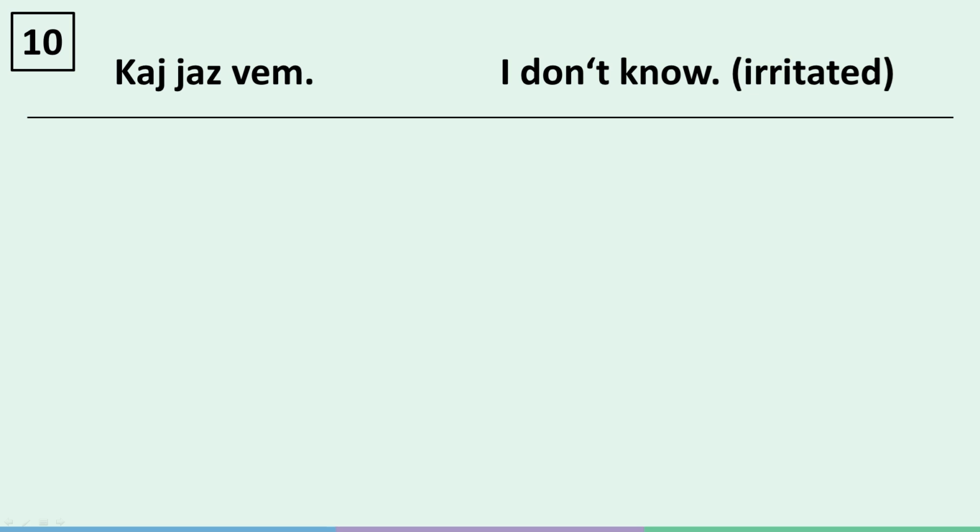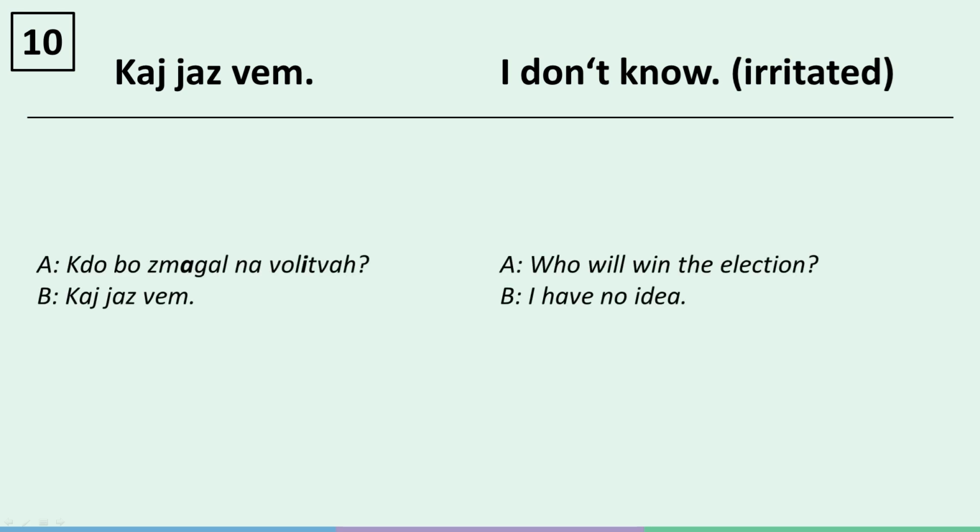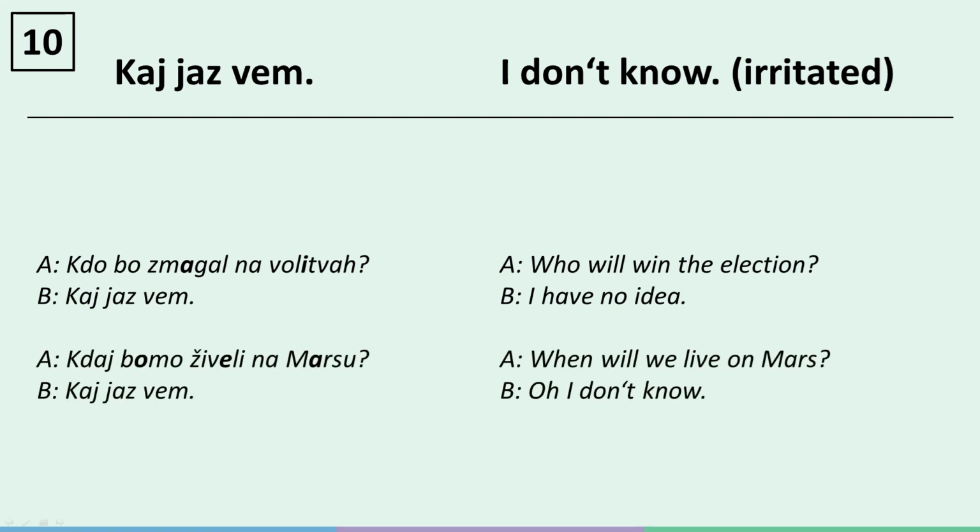Kaj jaz vem expresses I don't know, often emphatically or a bit irritated. Kdo bo zmagal na volitvah? Kaj jaz vem? Who will win the election? I have no idea. Kdaj bomo živeli na Marsu? Kaj jaz vem? When will we live on Mars? Oh, I don't know.